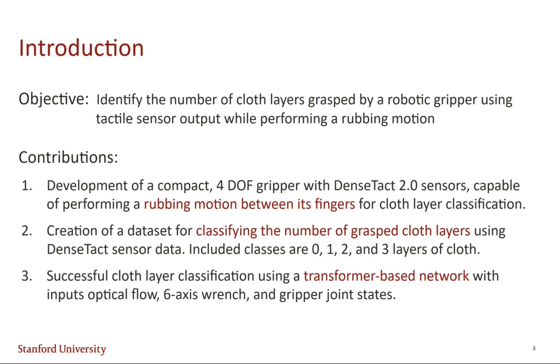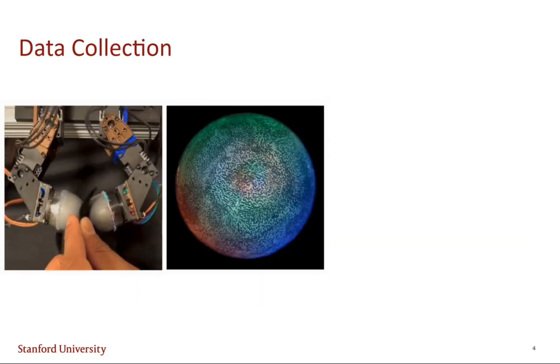To address this problem, we developed a custom gripper equipped with DenseTact Optical Tactile sensors. To detect the number of grasped cloth layers, the gripper executes a dynamic rubbing motion and uses collected tactile information in a transformer-based network. This video shows one trial of data collection using our custom gripper.